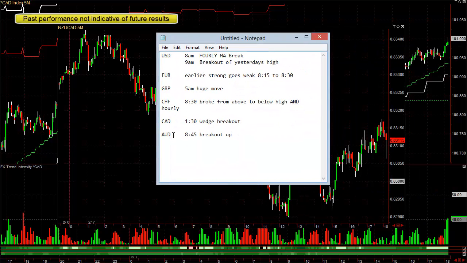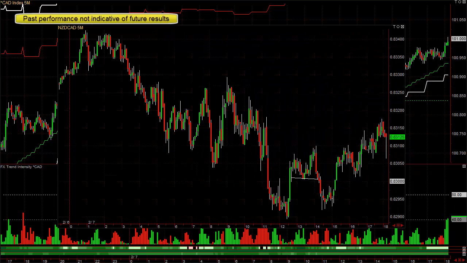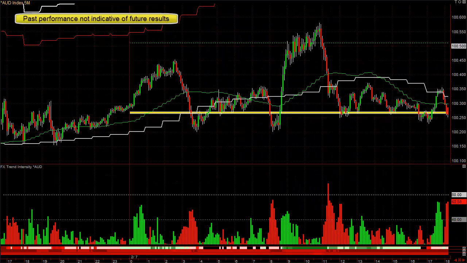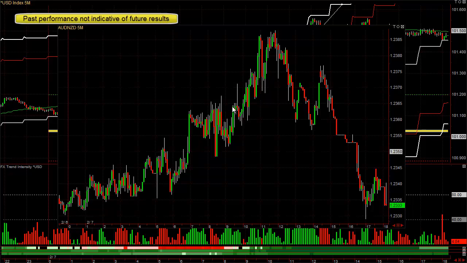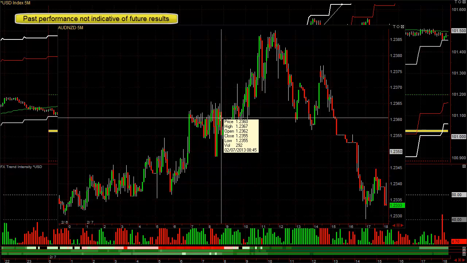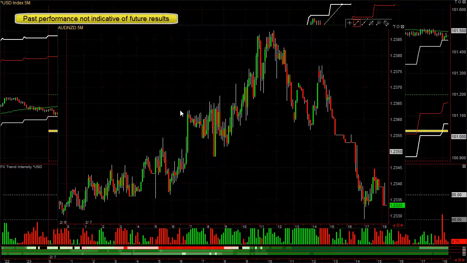And of course, the Australian 8:45 breakout up. Right here. We already knew that New Zealand is the weakest, right? So we're going to buy the Australian New Zealand at 8:45. Here's 8:45. You really kind of want to wait for the next bar to go above this bar's high. It didn't. Maybe you would have got into this trade a little bit later, about an hour later. Put your stop underneath the previous bar or the two bars' low.